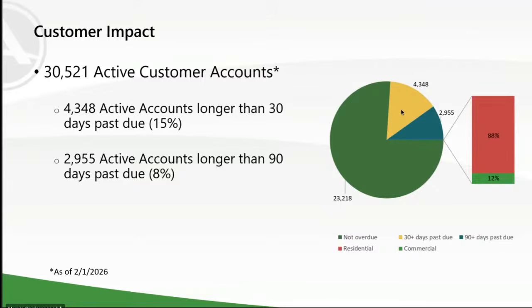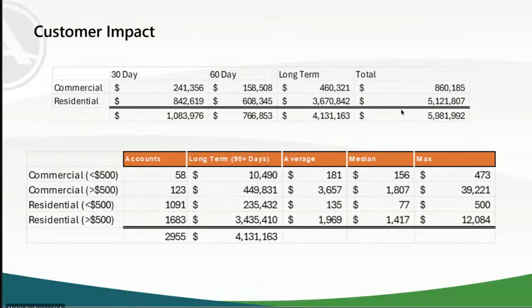The vast majority of those amounts are residential. So about 88% of those 3,000 accounts or so is residential. And we know that because when I run these reports, it will show me what rates they're being charged, so I can see who is on residential rates versus commercial rates.